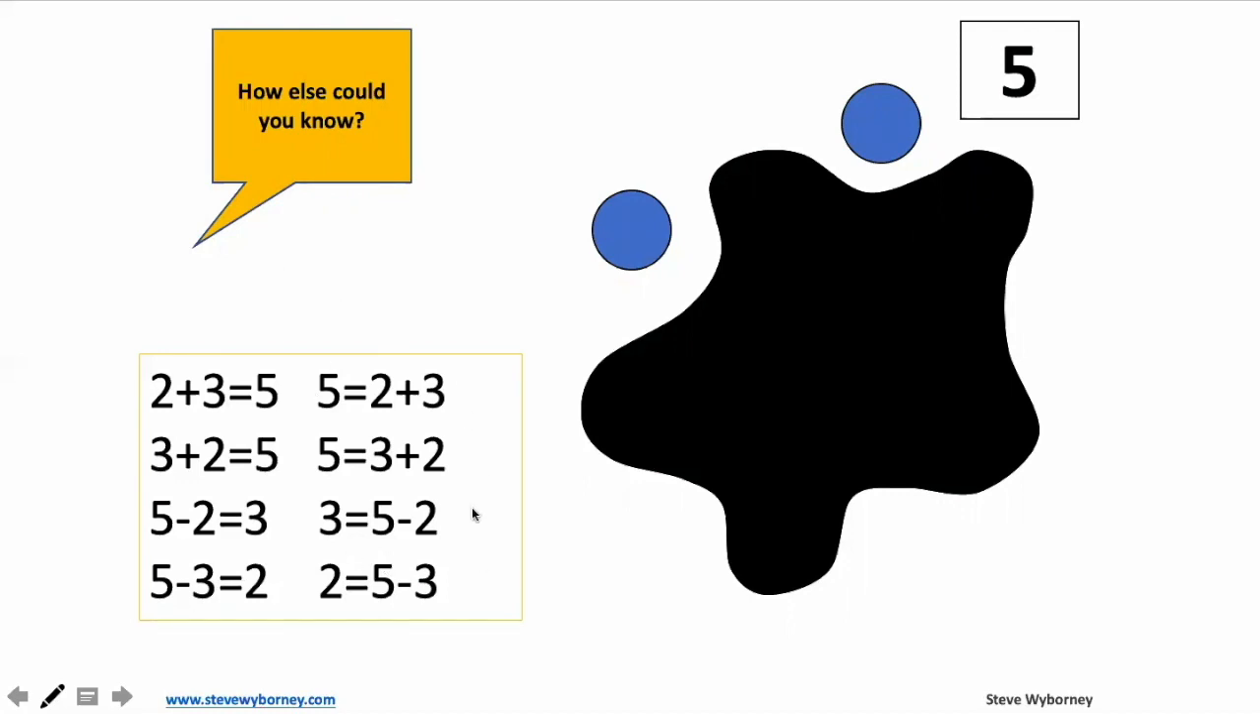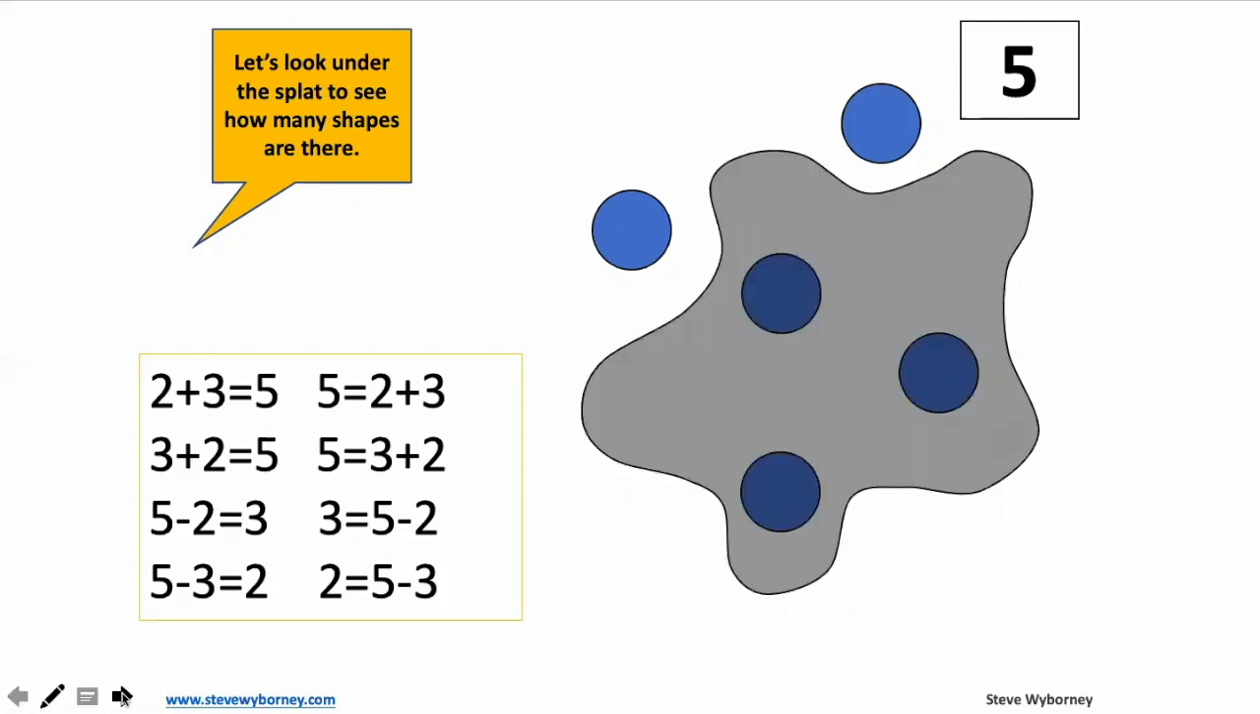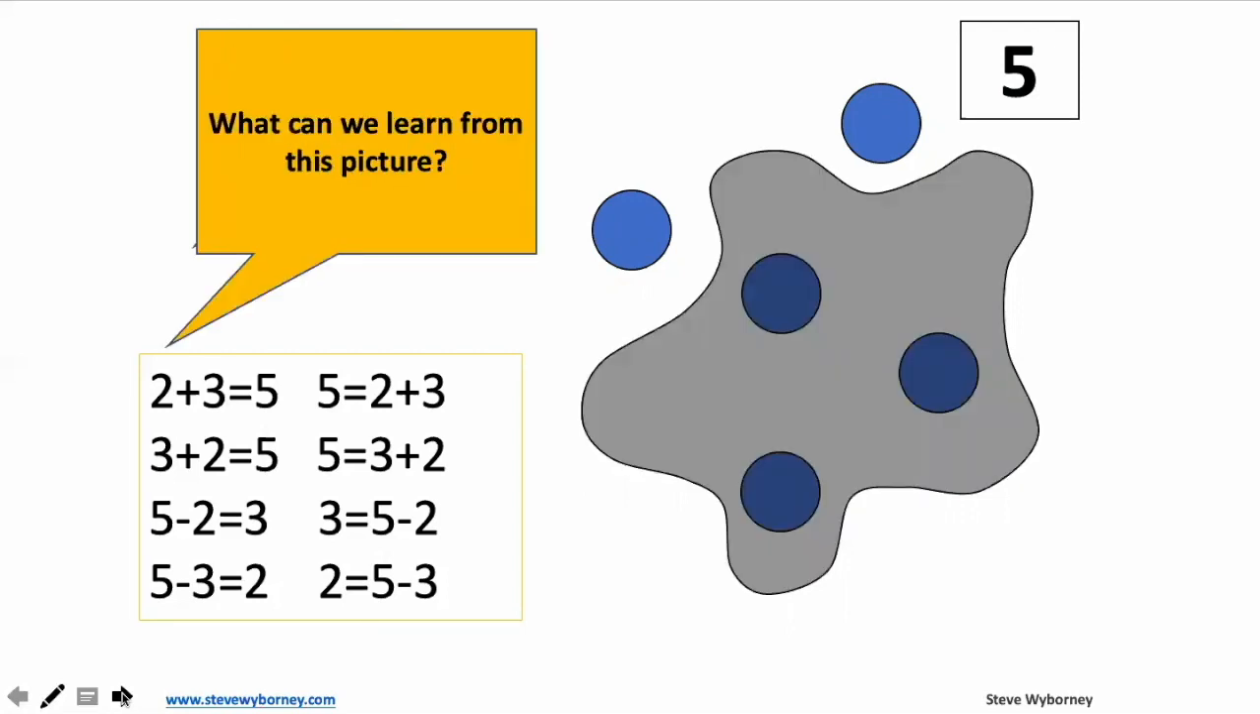Over on this side, all I did was to move the sum to the left-hand side of the equal sign. Are they still equal? Yes, they still are equal. So let's look under the splat to see how many shapes there are. Of course, we said there was 3. And then what can we learn from the picture? That we can use addition and subtraction to do number families and figure out what is under the splat.